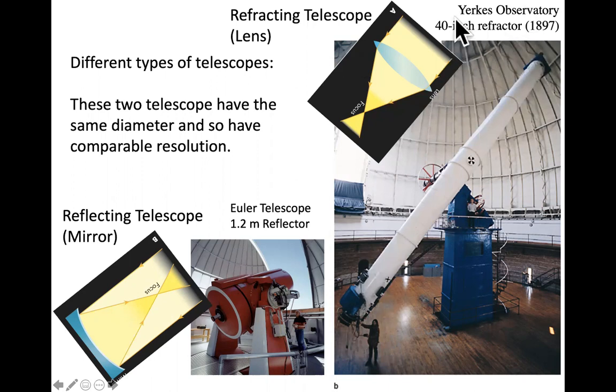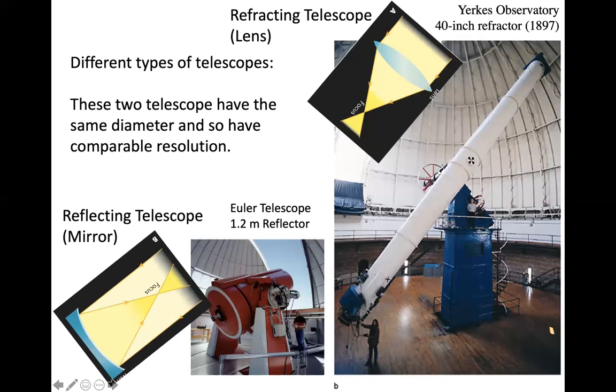This is an example of one of the largest telescopes around. It's Yerkes Observatory in Wisconsin. There is a 40-inch diameter lens up here, and that focuses the light down here, and you can see a person for scale. So this is a really big telescope, but this isn't the kind of thing people use much anymore.